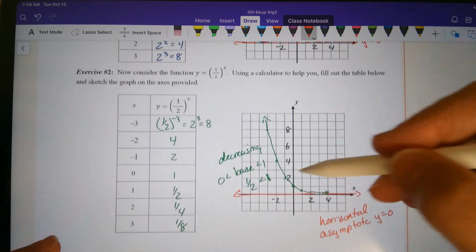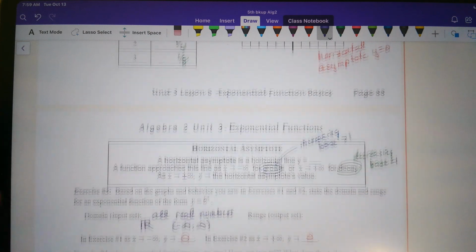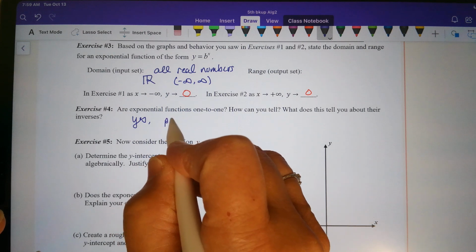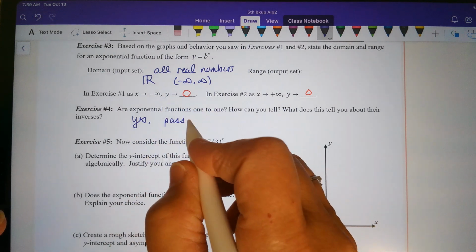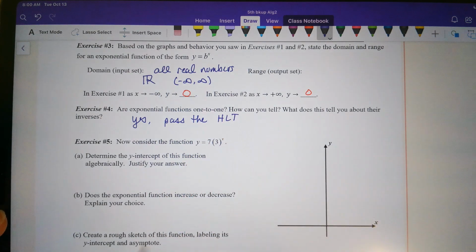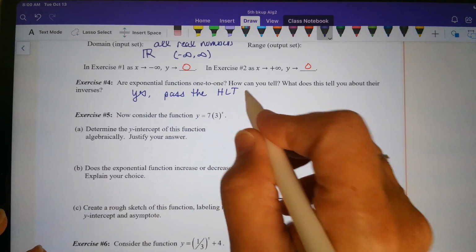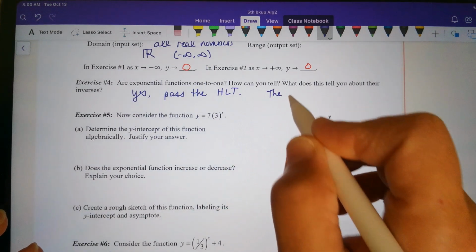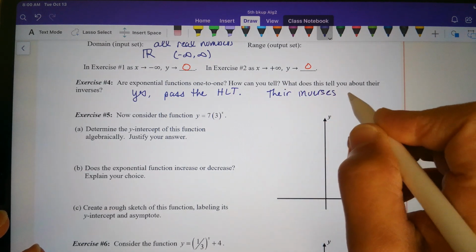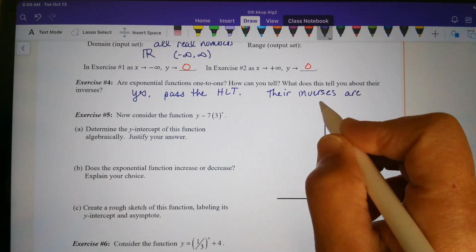Are exponential functions 1-to-1? The two that we have here? Yes. How can we tell? They pass the horizontal line test. What does this tell us about their inverses? Their inverses will be functions.